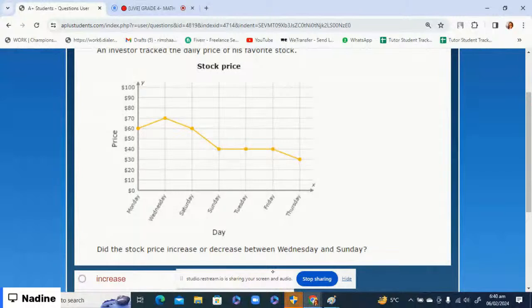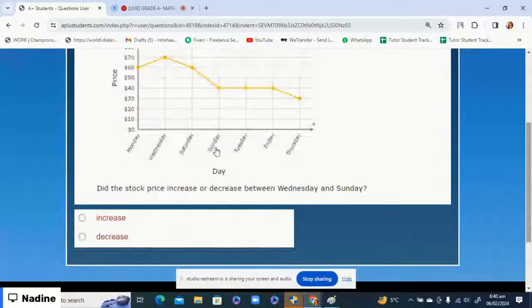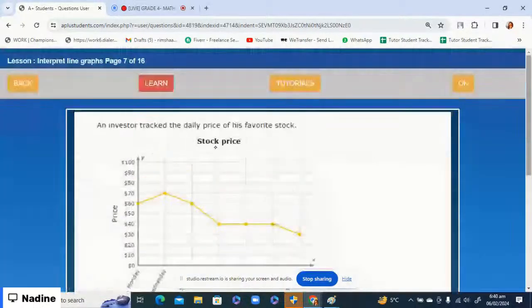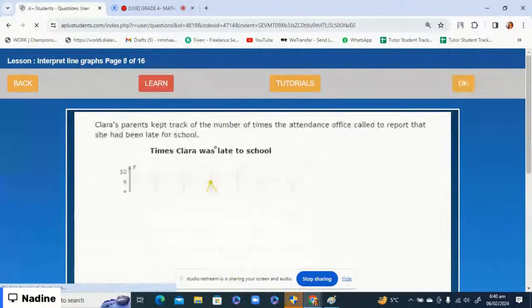Wednesday lies at the second point, at this point. And here is the Sunday. Is it an increase or decrease? Check it out. It's a drop. Look, it's at 70, then it decreases to 60, then it decreases to 40. So we can say that it decreases. Good, it decreases.